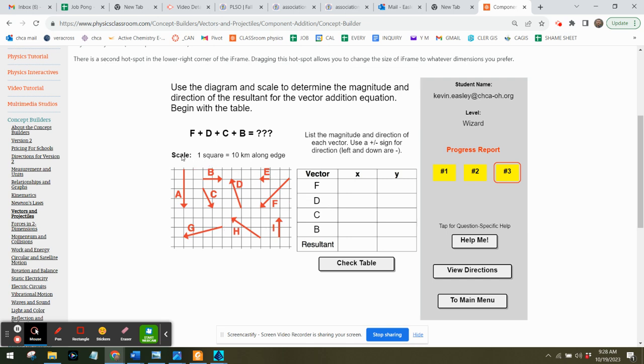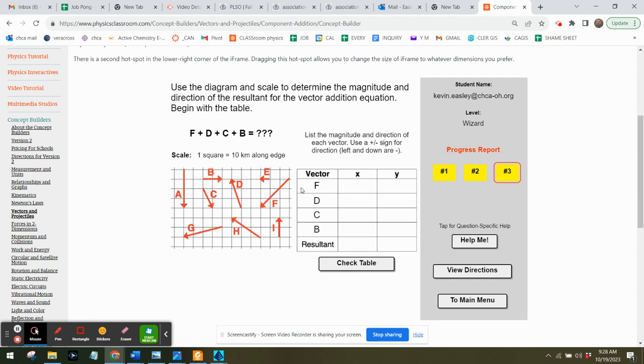One thing to note is this scale, 1 square equals 10 kilometers. And then it's asking some letters here and there. So what this is saying is that each of these letters is a vector. What is vector D plus vector F plus D plus C plus B? What is the resultant vector of those? And the easiest way to do this, and that's what this is trying to walk you through, is to just add up their x and y components.